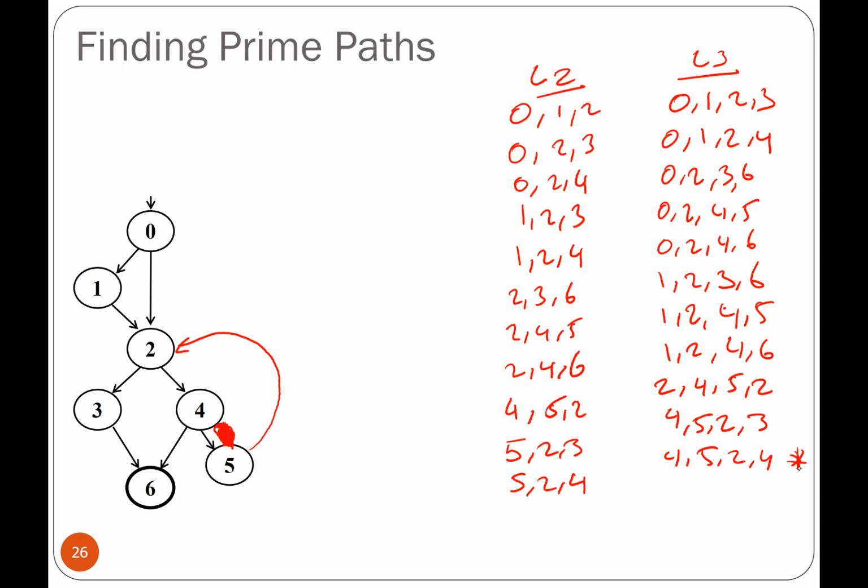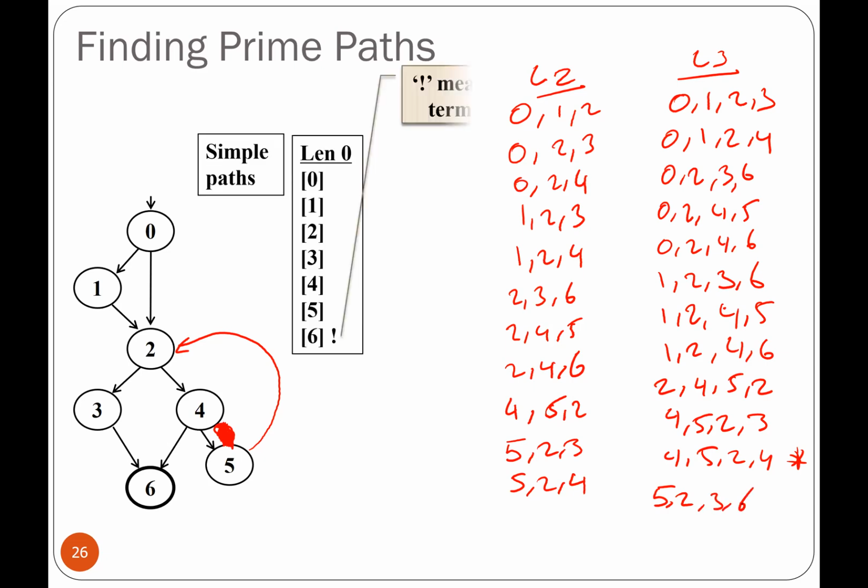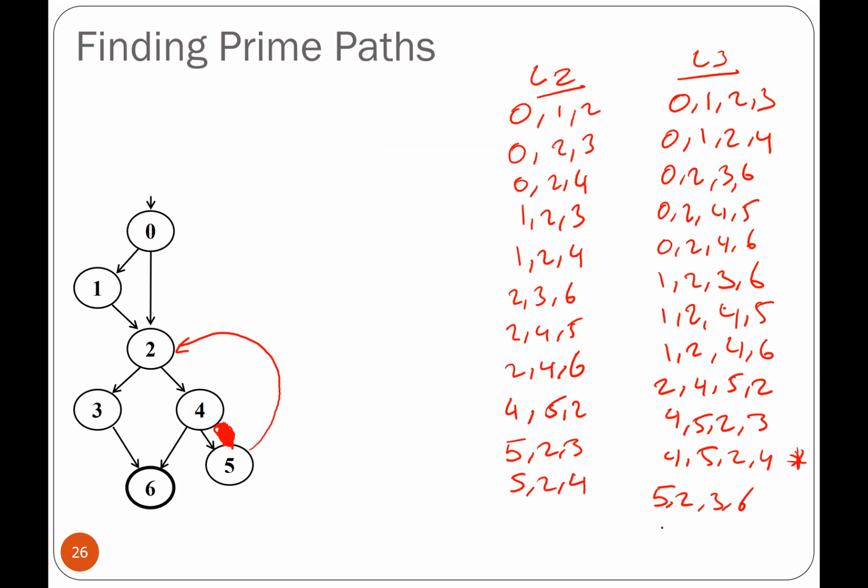From the 5, how far can we go? 5, 2, 3, 6. 5, 2. That's length 3, yeah. 5, 2, 3, 6. 5, 2, 4, 6. 5, 2, 4, 5 first. 5, 2, 4, 5. So there's a lot. 5, 2, 4, 6.